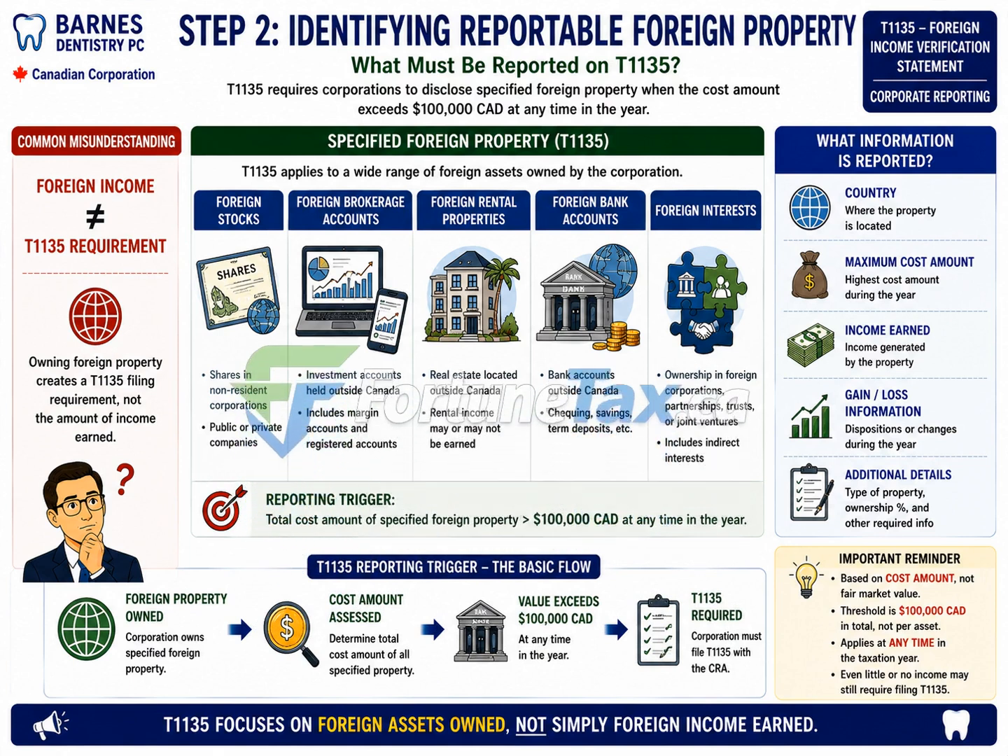T1135 reporting is triggered by ownership of specified foreign property. Common examples include foreign stocks, brokerage accounts, rental properties, bank accounts, and foreign ownership interests. When the total cost amount exceeds $100,000 Canadian, the corporation may be required to disclose information about those assets to the CRA through Form T1135. In the next step, we'll bring everything together and see how T1135, Foreign Income Reporting, Schedule 21, and foreign tax credits fit into one complete international tax reporting system.